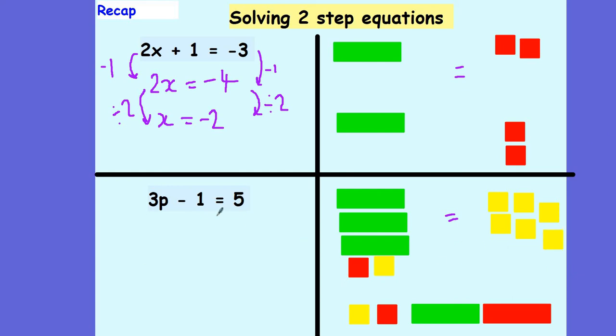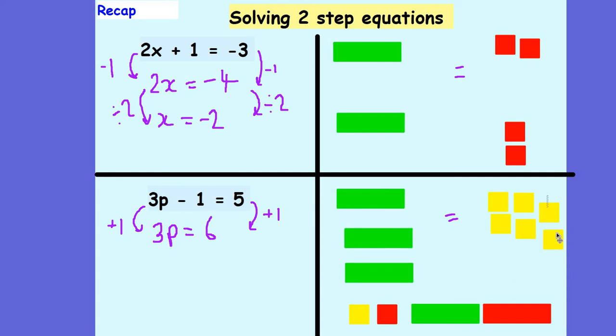Whatever I do to one side, I do the same to the other. The yellow square is worth +1. If I remove my 0 pair, I'm left with 3p, or 3 green rectangles, is equal to +6. But I don't want to know what 3 green rectangles are worth, I want to know what one of them is worth. So I need to share out my squares equally. Each of those green rectangles is worth +2, and what I've done is I've divided it by 3.